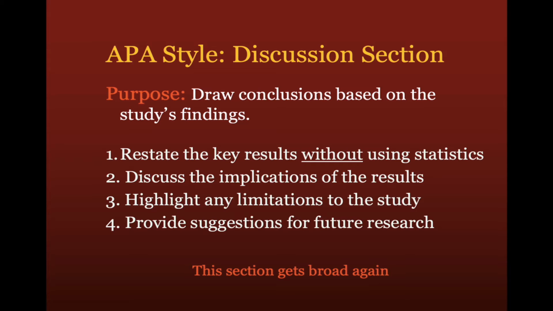So first thing you want to do is restate your key results without using statistics. And this is also a shortcut: if you don't understand the statistics, you can always skip to the discussion section and see if you can make sense of the results, because you're not going to incorporate the statistics there. So that might be one way for you to make sense of statistics if you don't fully understand them in the results section. So you want to restate the results without statistics.